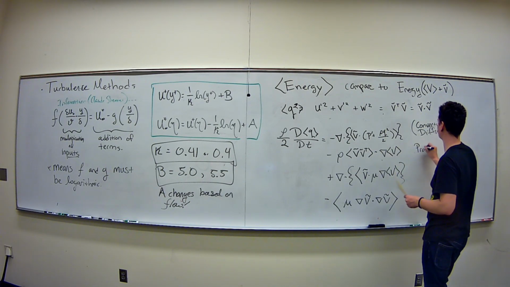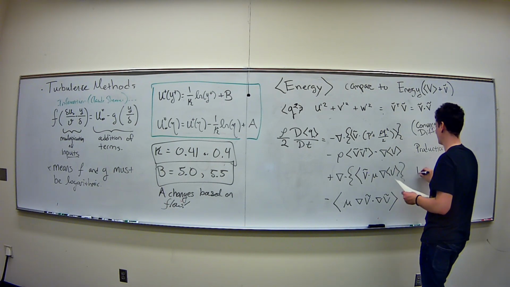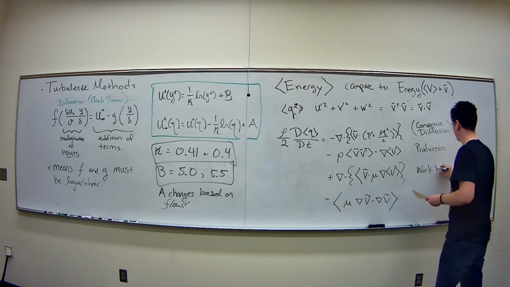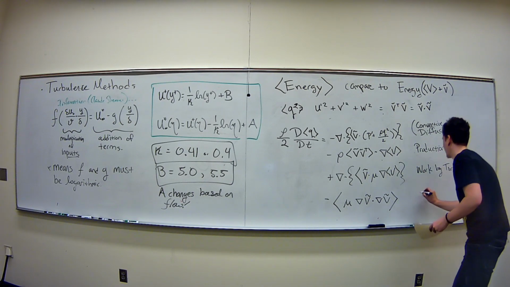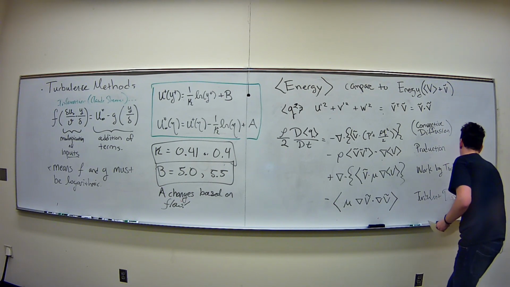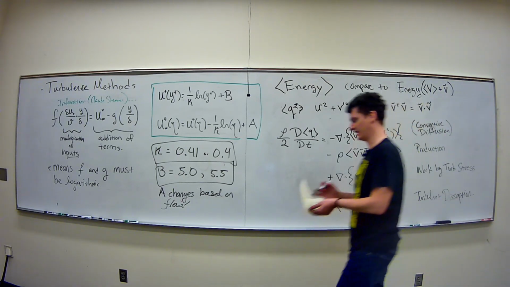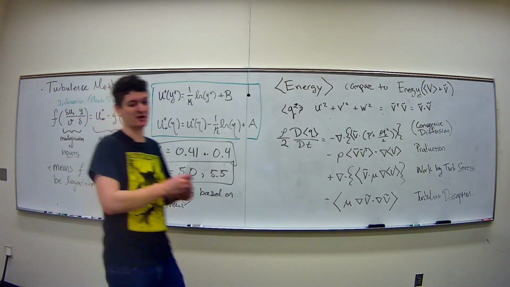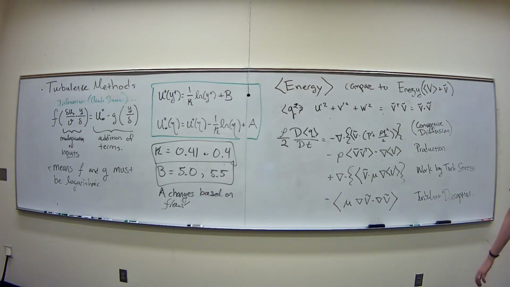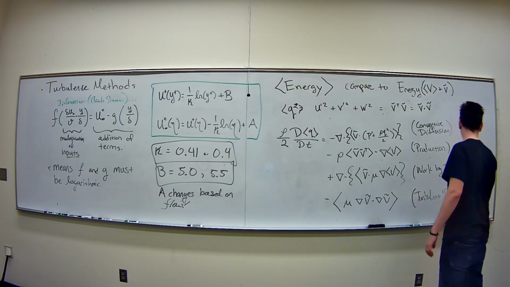Then you have a production term, as it's called. Then we have work by turbulent stresses, and then we have a turbulent dissipation term. Many terms that are unruly. If you had no hope of solving the Navier-Stokes equations, by God, you have no hope solving this one. I mean, just look at all the mixture of terms that are happening.